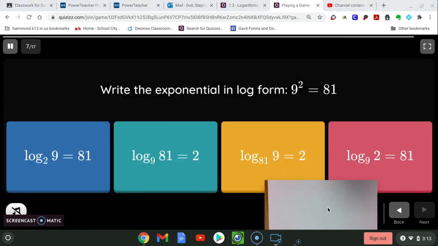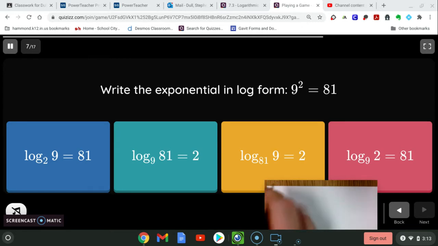So let's look at a couple of examples. Write the exponential in log form: 9 to the second power equals 81. The base is always going to be the base. So if it's 9 to the second, this is going to be log base 9. And we know that the log is the exponent, so equals 2. What remains is 81. So log base 9 of 81 equals 2.